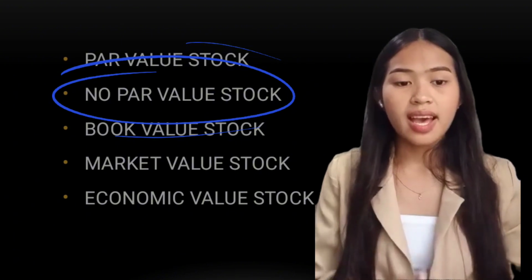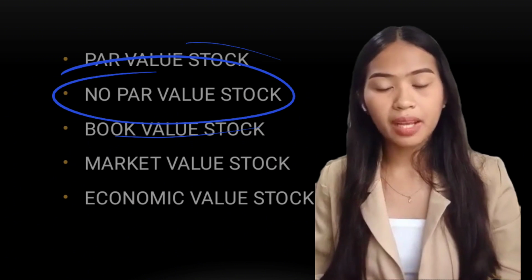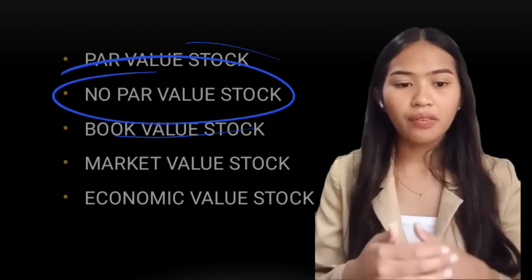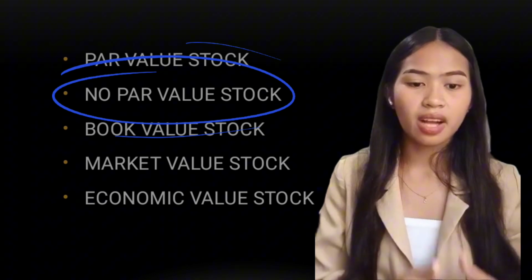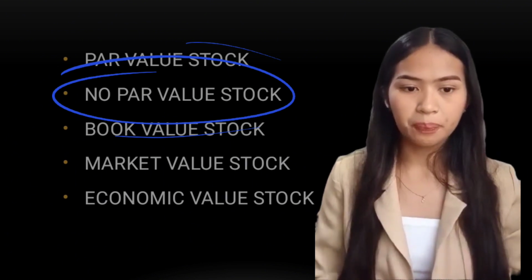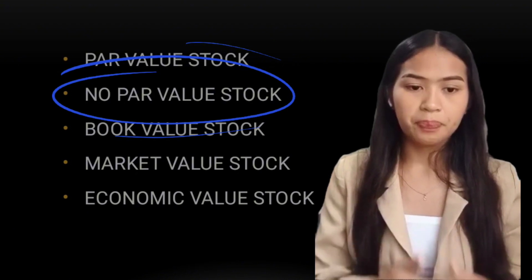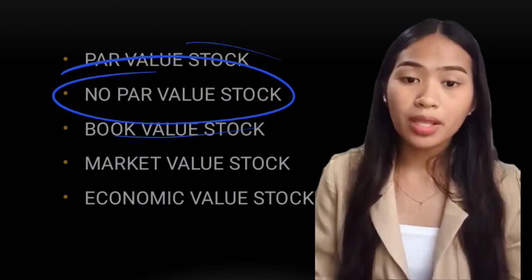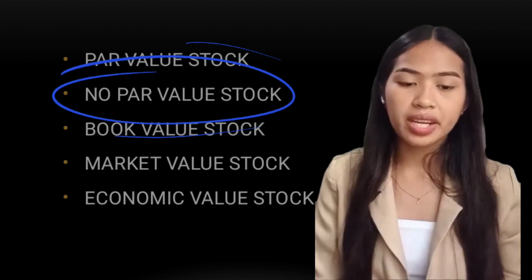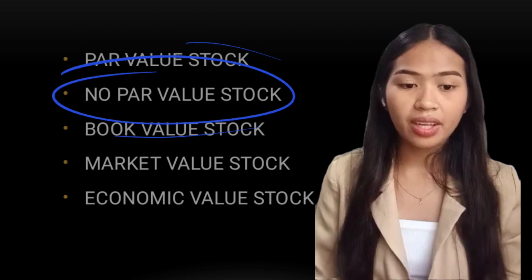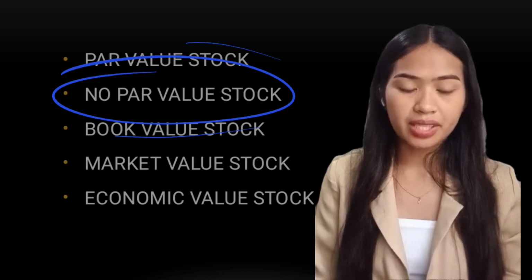when it comes to dividends, things are a bit different. Instead of being a percentage of the par value, dividends for no par value stocks are given in specific amounts. It's like getting a fixed amount of cash back on your purchase, regardless of how much you spend. So, no par value stocks are like shares without a price tag, and their dividends are given as fixed amounts rather than percentage.